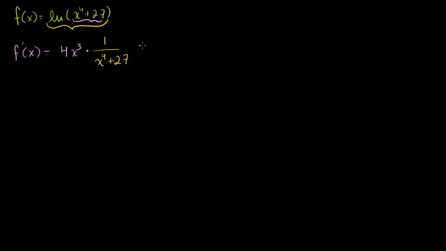And I could rewrite this. This is equal to 4x to the third over x to the fourth plus 27. Or I could write it as 4x to the third times x to the fourth plus 27 to the negative 1. All three of these expressions are equivalent. I've multiplied it out, or I could write this as a negative exponent, or I could write this as a fraction with this in the denominator. They're all equivalent. So that's our first derivative.